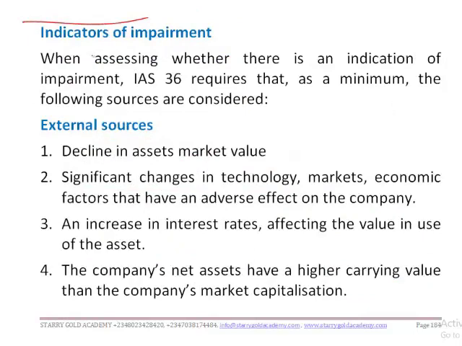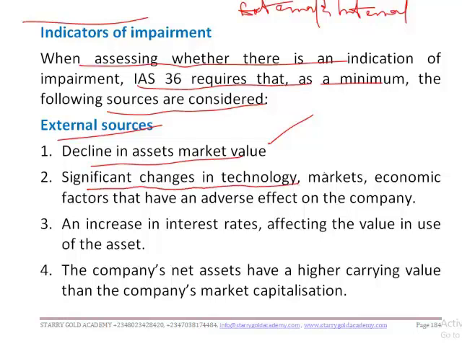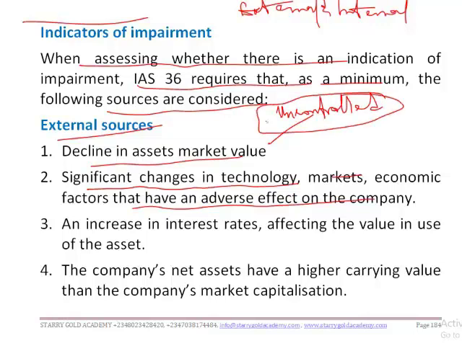What are the indicators of impairment? Now we have two types of indicators of impairment: the external indicators and the internal indicators. So what are the external indicators we have? When assessing whether there is an indication of impairment, at the minimum the following sources are considered: external sources. If there is a decline in asset market value, that's an indication of impairment to that asset. Also, if there are significant changes in technology, markets, or economic factors that have an adverse effect on the company. Mind you, all these indications are out of the control of the company. They are external factors that cannot be controlled by the company.